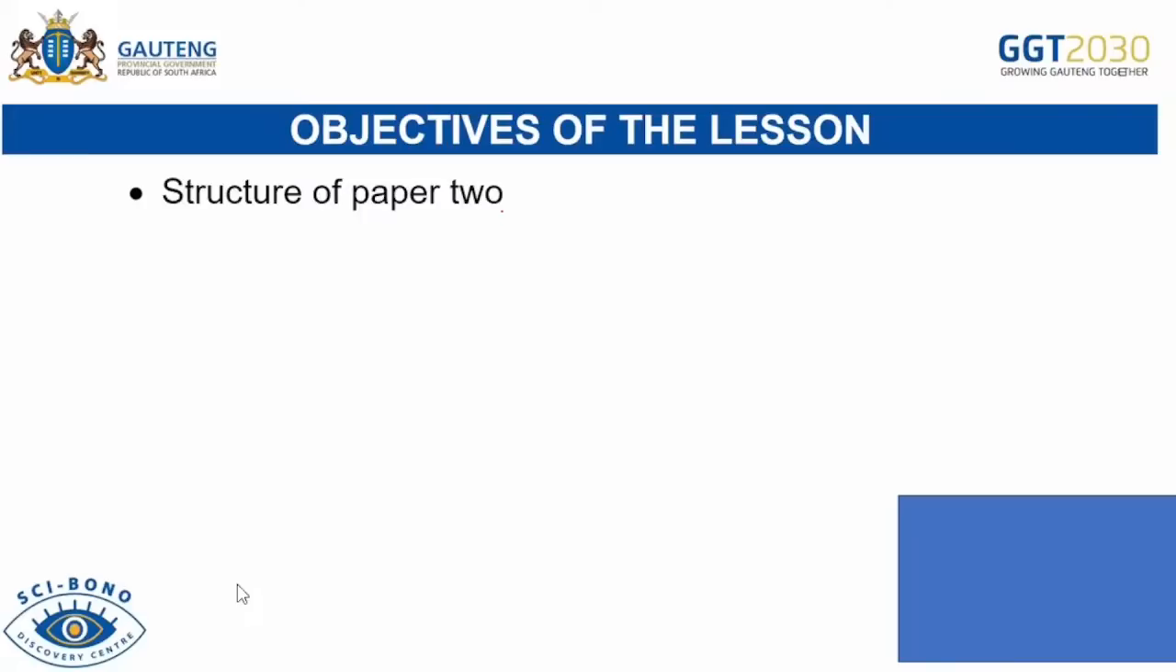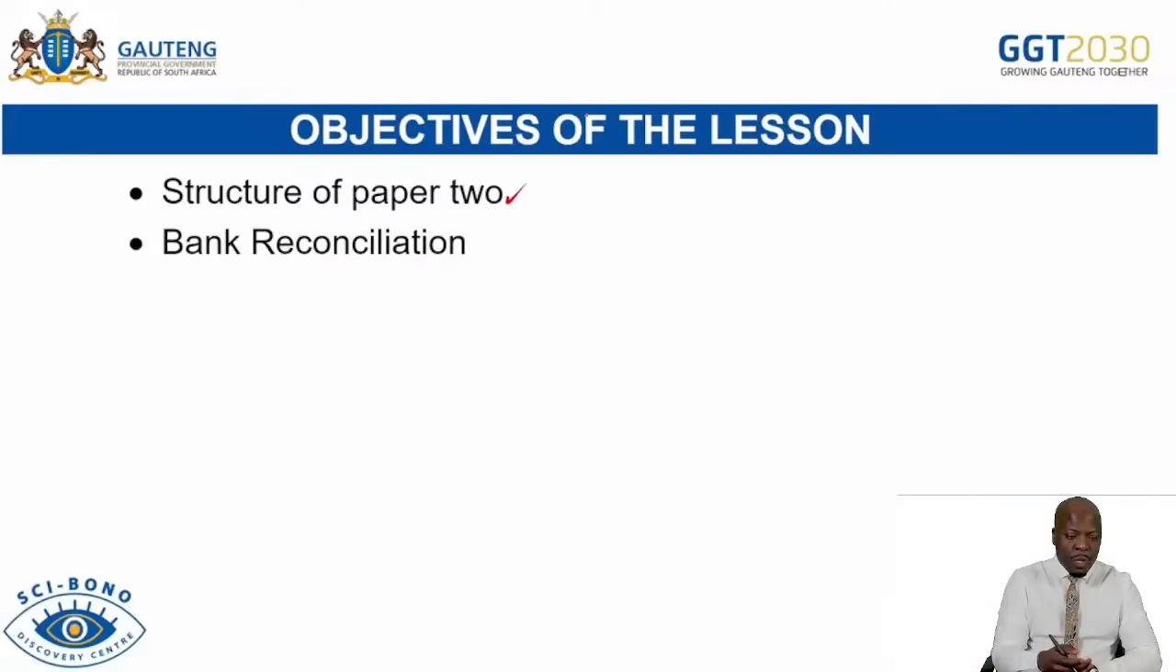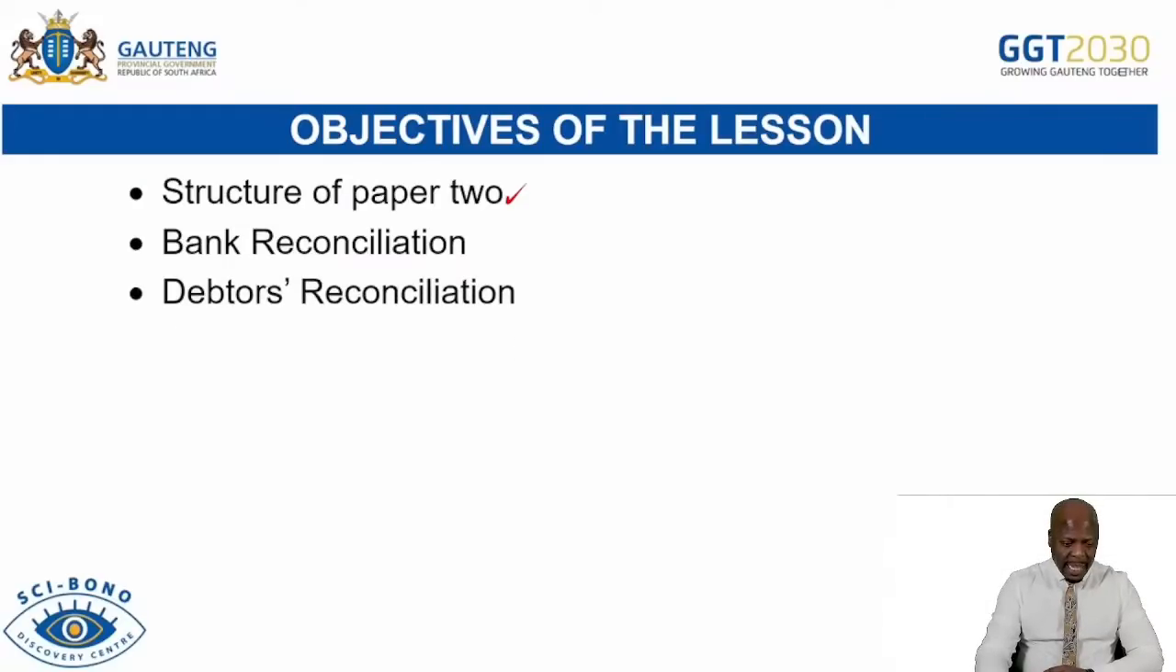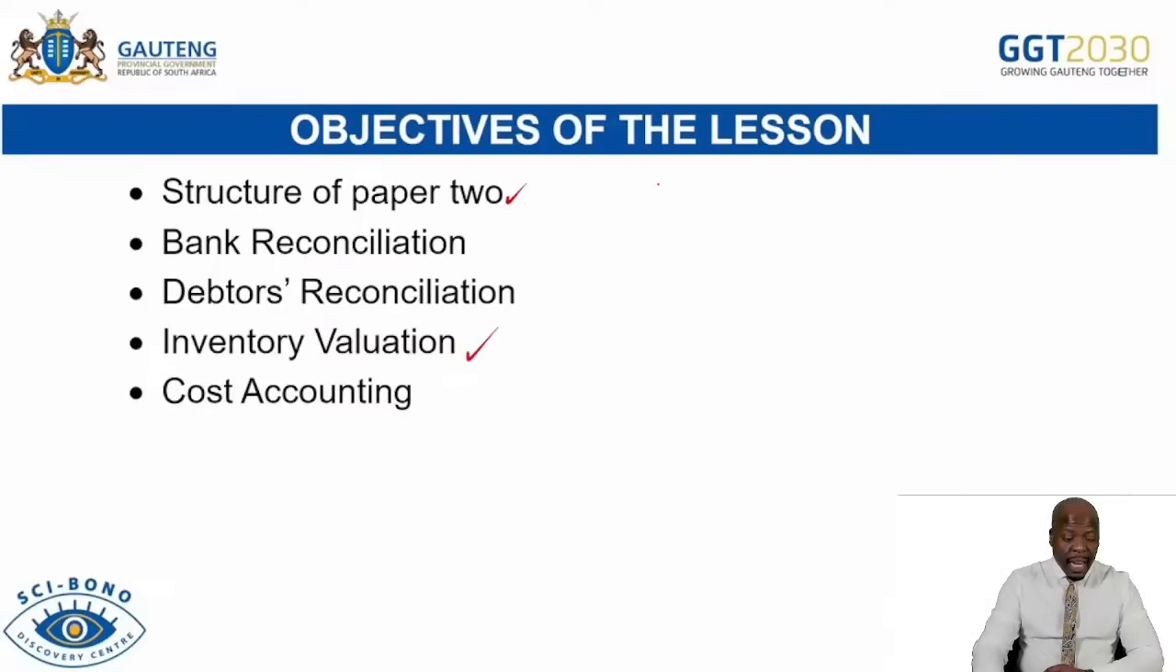I'll look at the structure of Paper 2. I'll also do the bank reconciliation. I'll also do our debtors reconciliation. Inventory valuation will also be dealt with today. I'll also do cost accounting. Budgeting will also be touched on in today's class.